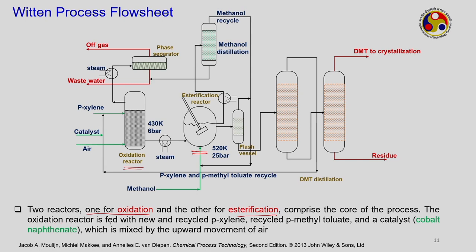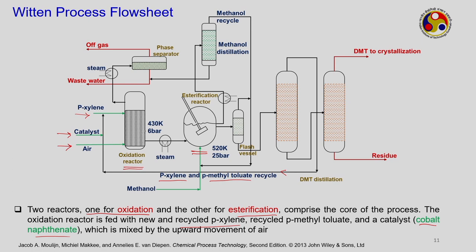The oxidation reactor is fed with new and recycled paraxylene, recycled paramethyl toluate and a catalyst. So it means this system which is coming here consists of both paraxylene and paramethyl toluate in the recycle. Fresh paraxylene, then the catalyst, the cobalt based catalyst. All of these are mixed in a reactor. The catalyst here is cobalt naphthenate, which is mixed by the upward movement in the reactor.